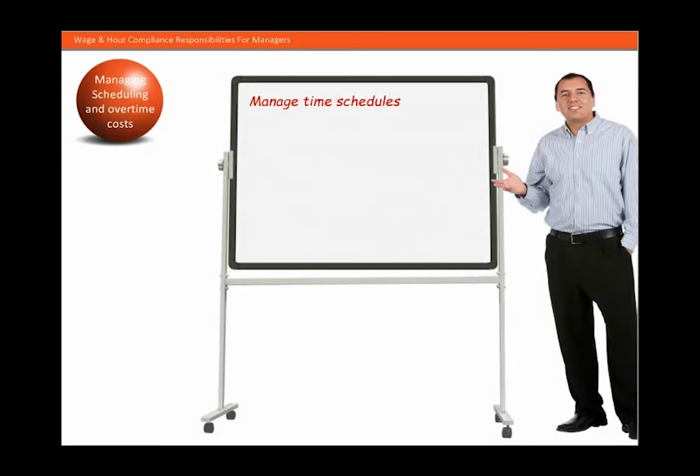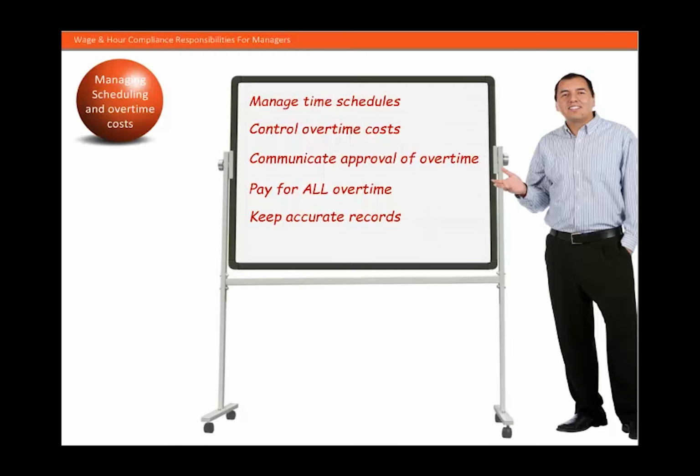As a manager or supervisor, you are responsible to manage your employees' schedules. You're also responsible to control overtime costs. It is important that managers and supervisors communicate clearly that all overtime must be pre-approved. But under FLSA law, if an employee has worked overtime, ACME must pay for the hours worked, even if the time was not pre-approved. This is another reason why accurate records are so important. Employees who repeatedly work overtime without approval are subject to disciplinary action.